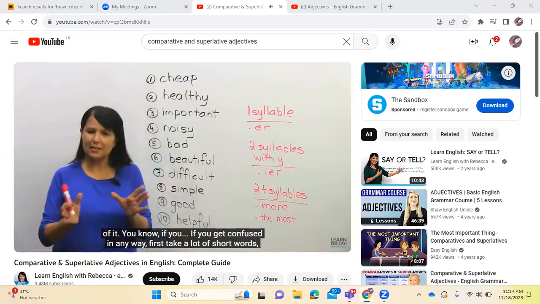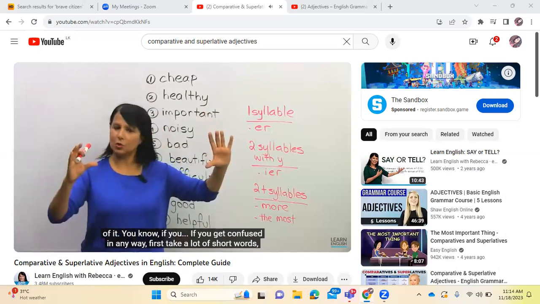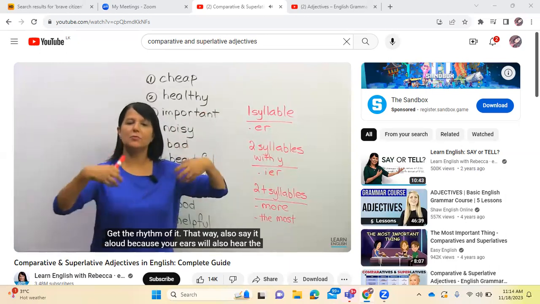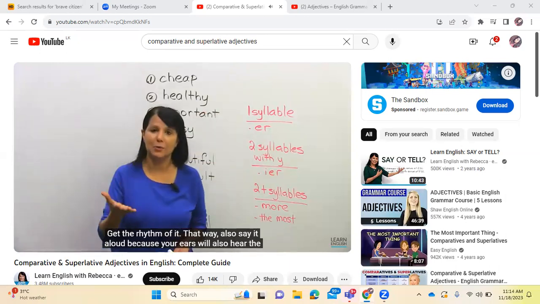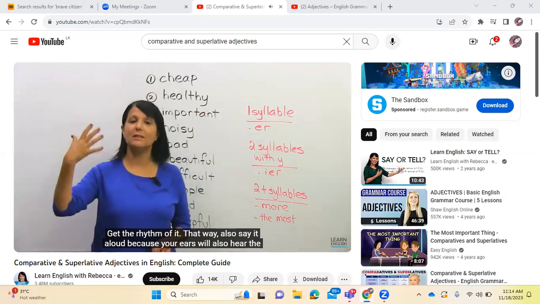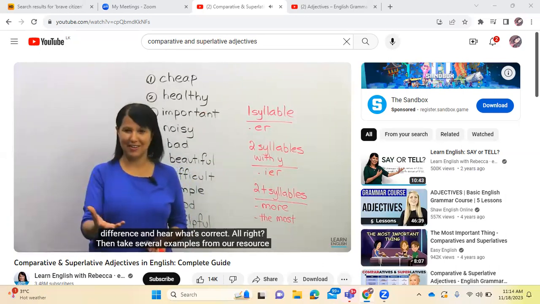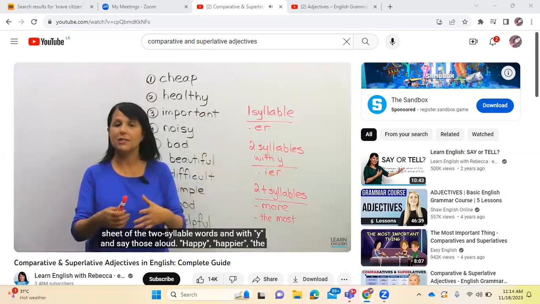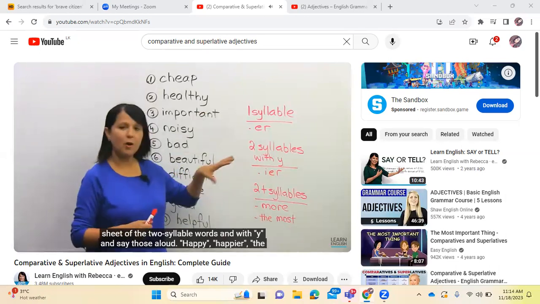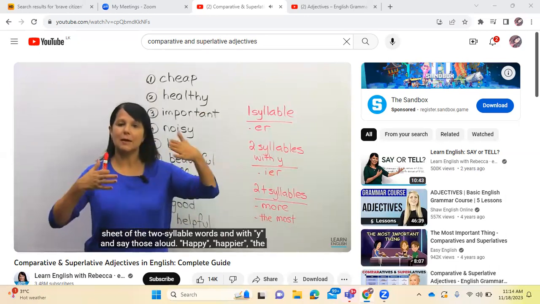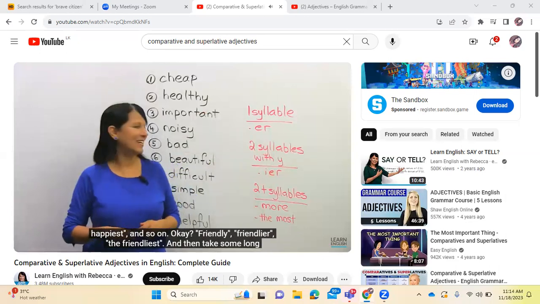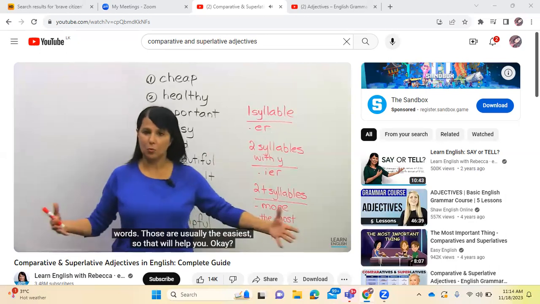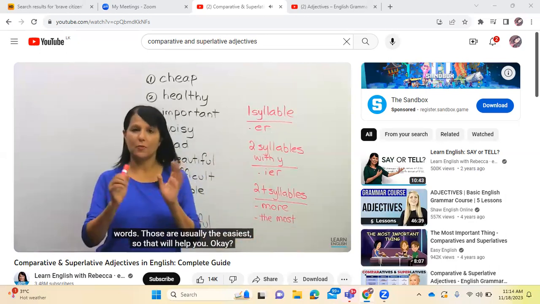You know, if you get confused in any way, first take a lot of short words, one syllable words, and just do that. Like cheap, cheaper, the cheapest, you know? You'll get the rhythm of it. That way, also say it aloud because your ears will also hear the difference and hear what's correct. All right? Then take several examples from our resource sheet of the two-syllable words which end with Y and say those aloud. Happy, happier, the happiest, and so on. Okay? Friendly, friendlier, the friendliest. And then take some long words. Those are usually the easiest, so that will help you.